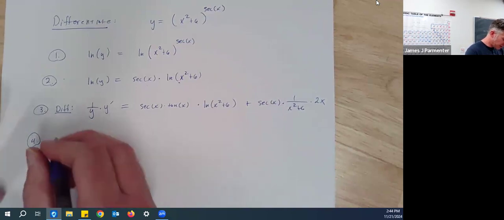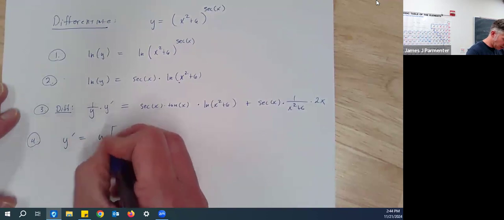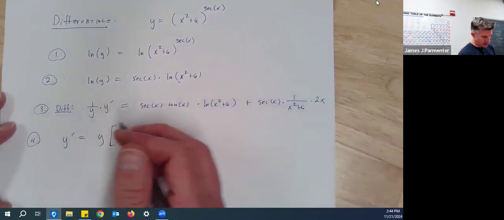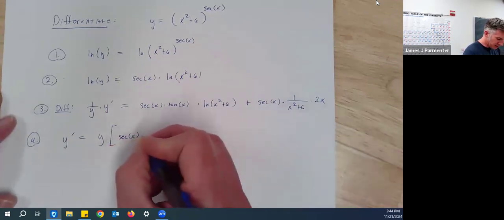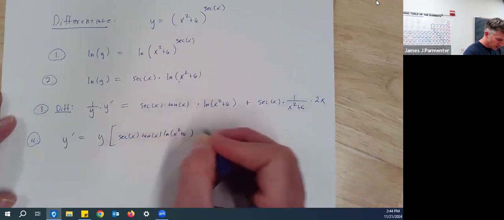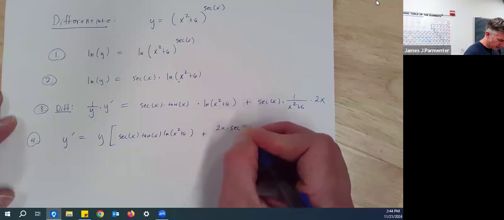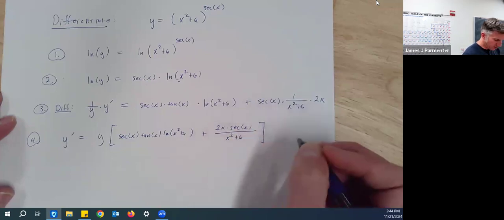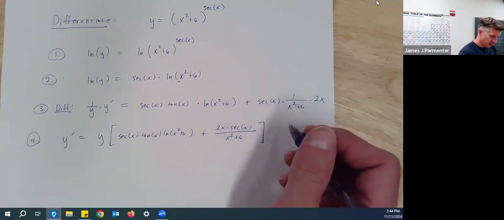The first step is to multiply both sides by y to get y prime equal to y times all this. This is probably your moment to, if you wanted to simplify this a little bit, you could. It doesn't really simplify very well though. You have secant of x times tangent of x times the natural log of x squared plus 6. Plus, you could rewrite this as 2x times secant of x all over x squared plus 6. If you really wanted to, you could factor out a secant, but there's really no value added there.